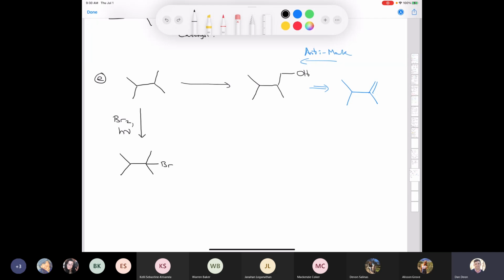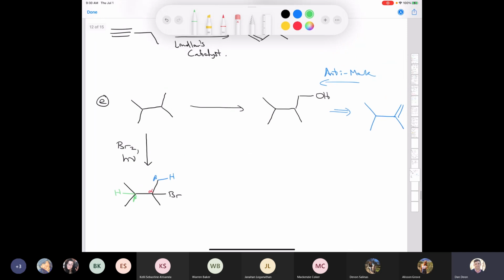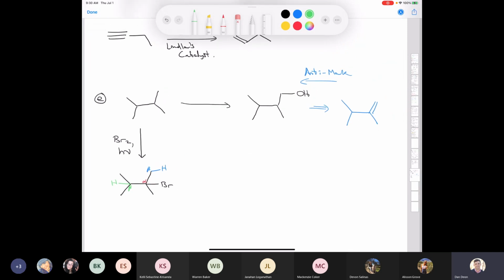And there are 2 beta protons, aren't there? If we examine this alkyl halide, this is the alpha carbon, but then we have a beta carbon over here, and we have a beta carbon over here. So we have 2 types of beta protons, right? We have these ones in blue. If you eliminate that one, you'll produce the Hofmann alkene. If you were to eliminate this one in green, then you'd produce the Zaitsev alkene. Well, obviously, we want to eliminate the one in blue.